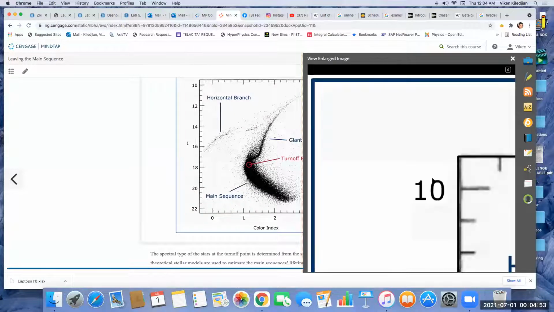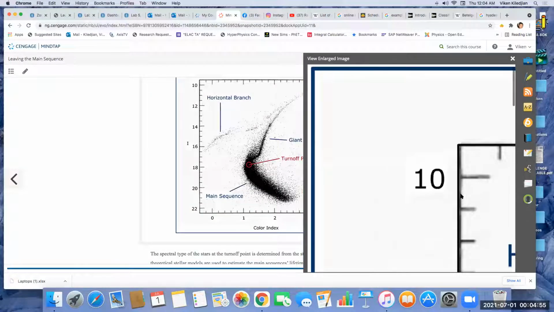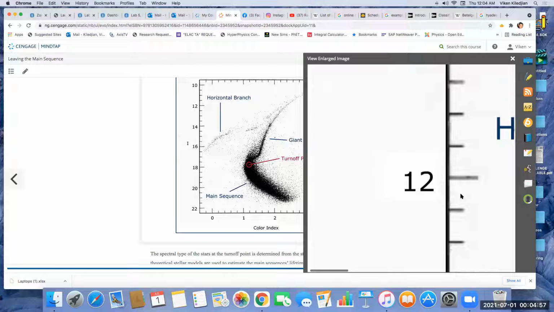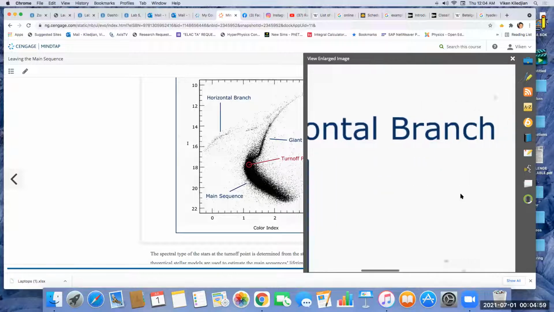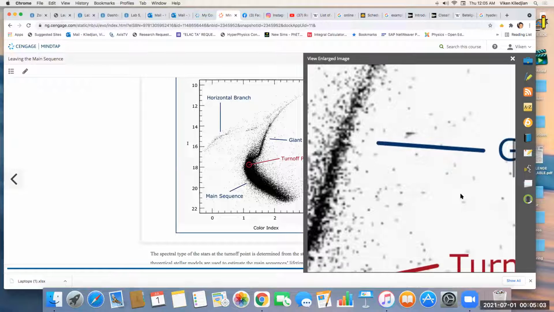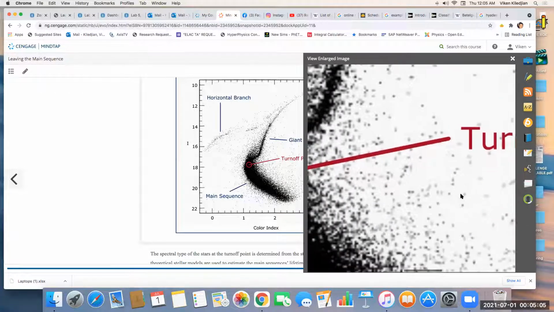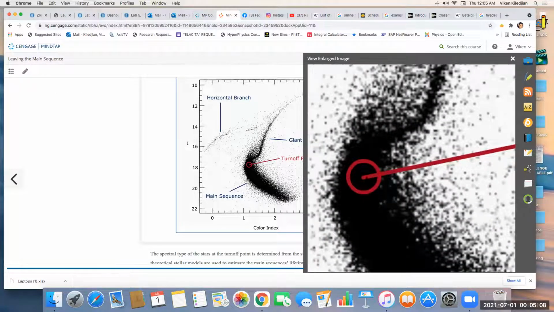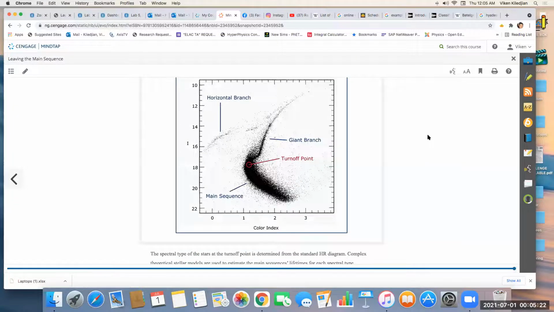Again, once we click on it, we probably see a better image of it. You see the turnoff point. But on this one, the better image is not going to show us that much more detail. See the turnoff point right here? If we know the properties of that star and where it is, we can approximate the age of that star cluster, because that star is about to start dying right now. You see? It's moving off the main sequence.